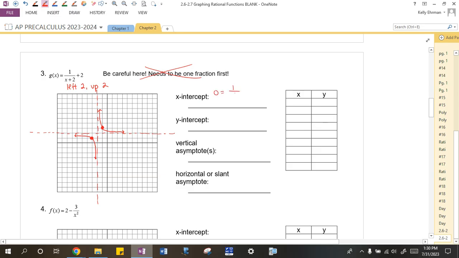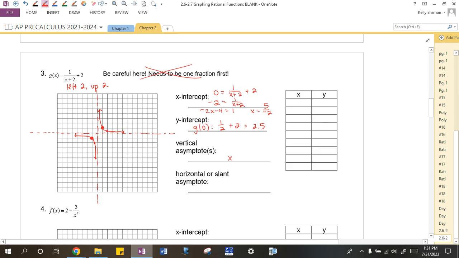0 equals 1 over x plus 2 plus 2. -2 equals 1 over x plus 2. Multiply x plus 2 over to this side. Solve for x. Add 5, or add 4 to get 5. Divide by -2. Is my x-intercept at -2.5? Yeah, pretty close. The y-intercept, 1 over 2 plus 2, 2.5. Did I do that? Yep.